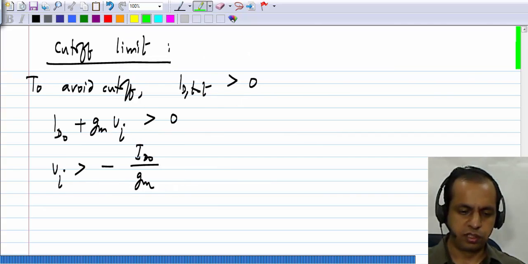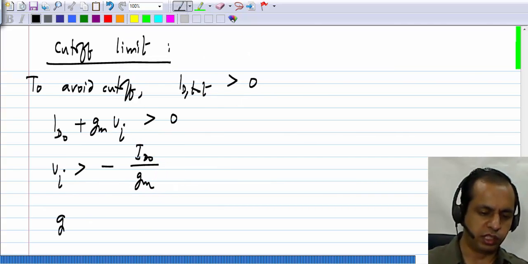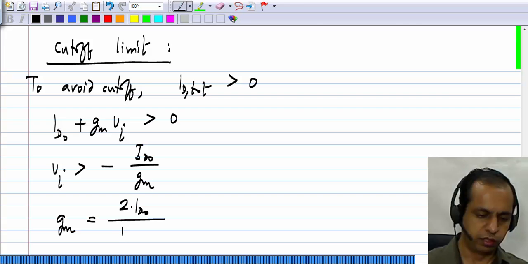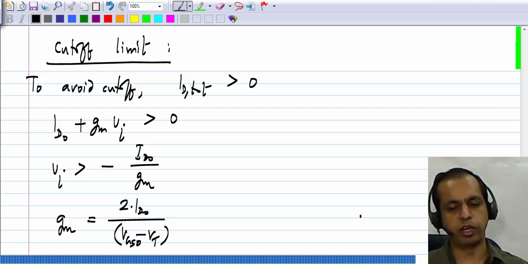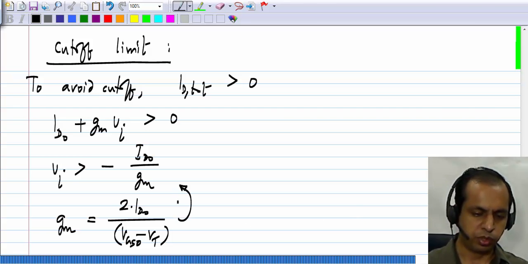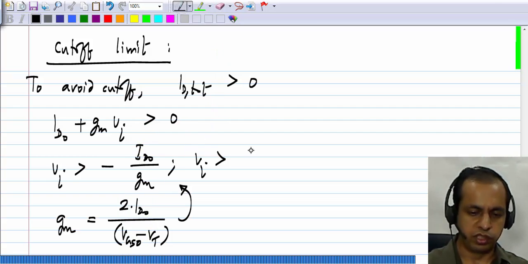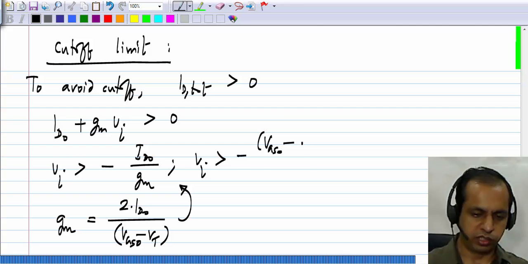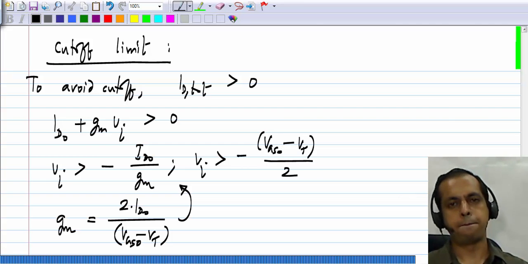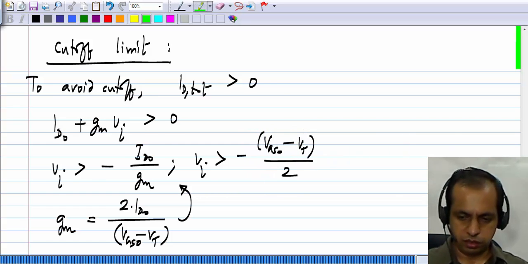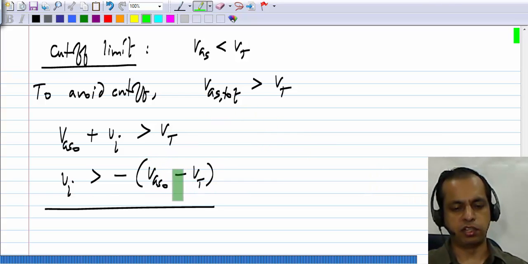But let's go back to this. Now we also know the gm of the transistor. One of the expressions for the gm of the transistor is 2 times ID0 by VGS0 minus VT. The 0 indicates that it's the operating point condition. So if I substitute it in there, I'll get that Vi should be greater than ID0 divided by this whole thing, which is minus (VGS0 minus the threshold voltage) divided by 2. Now this has VGS0 minus VT just like this one, but there is an extra factor of 2.